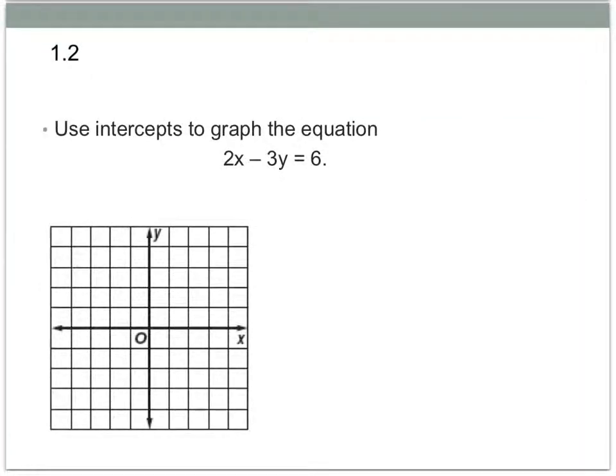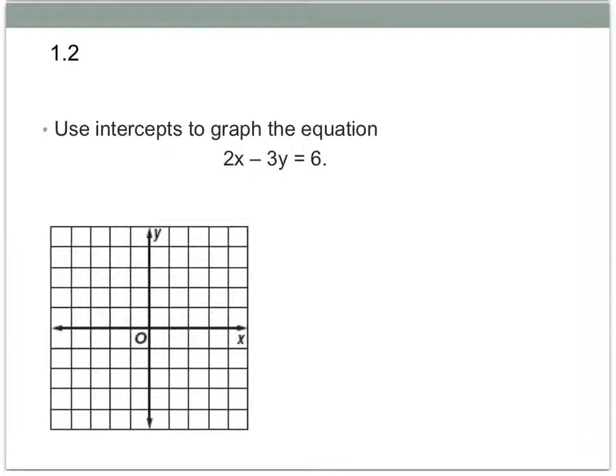Okay, so this is section 1-2. We're going to go ahead and graph an equation using intercepts. And so what we need to do to understand how to solve this problem or to graph this is actually a very easy way to graph lines is to use the intercepts.